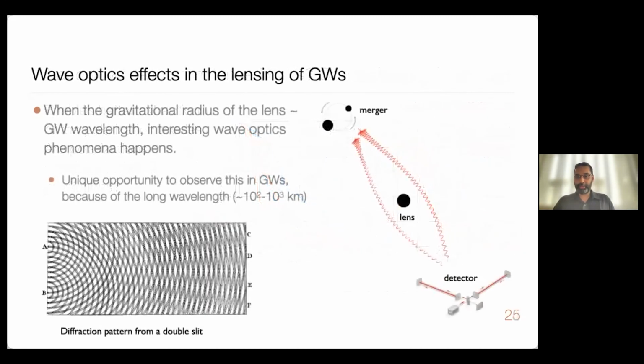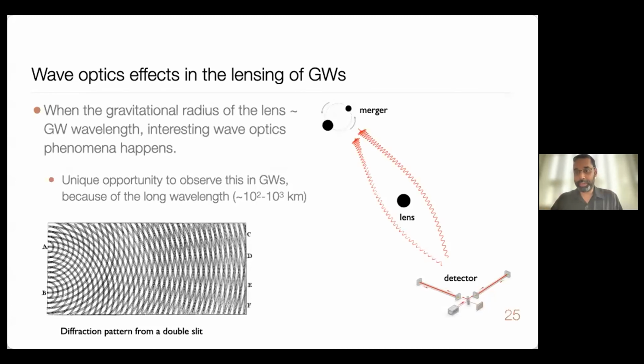So far I was talking about lensing in the geometric optics regime, which is typically the lensing regime that we all see in the lensing of light. However, in the case of gravitational waves, we have a possibility of observing the wave optics effects.